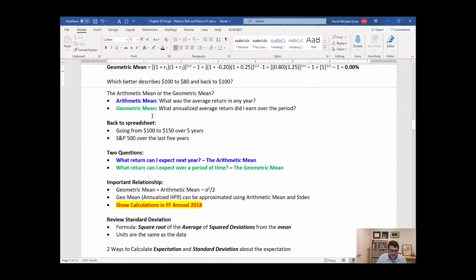Well, it depends. We have sort of two different questions. So the two questions are, what was the average return in any year? And we can see that the average of the returns was 2.5%. But what annualized average return did I earn over the period? Well, this is going to be that 0%.